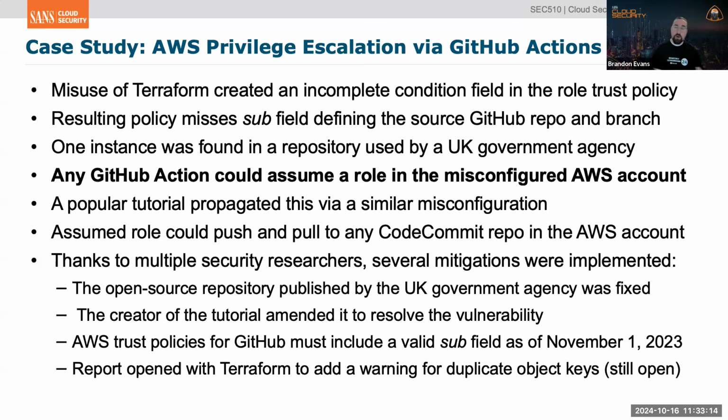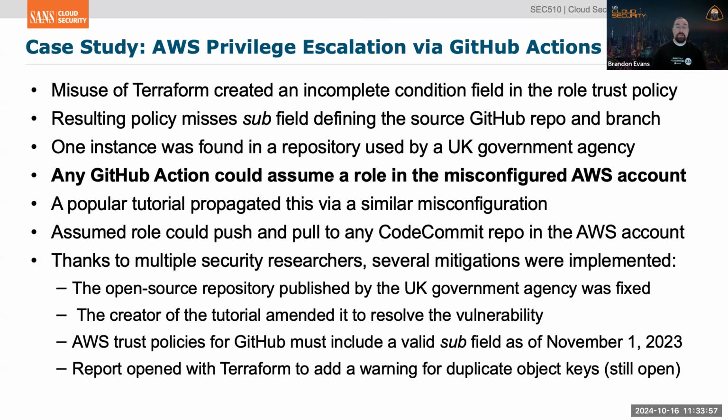However, for reasons that will be shown on the next slide, there was a bug in the way that people were implementing this, which resulted in any GitHub action being able to assume a role into an AWS account that was configured in this fashion. We intended to have our AWS account trust a particular GitHub action, but in the process, we accidentally trusted every GitHub action to access our AWS account. This is something that was introduced in a very popular tutorial, and it resulted in everybody being able to push code to AWS's internal code repository, CodeCommit, or pull the code as well.